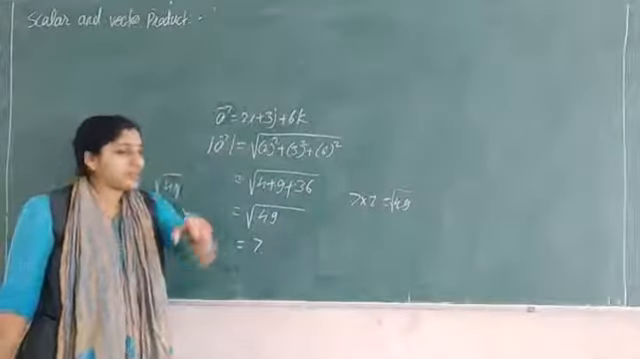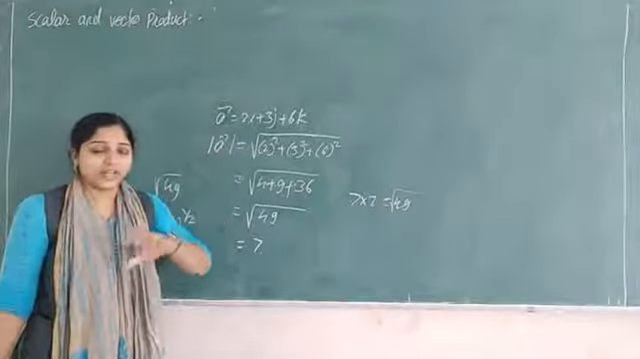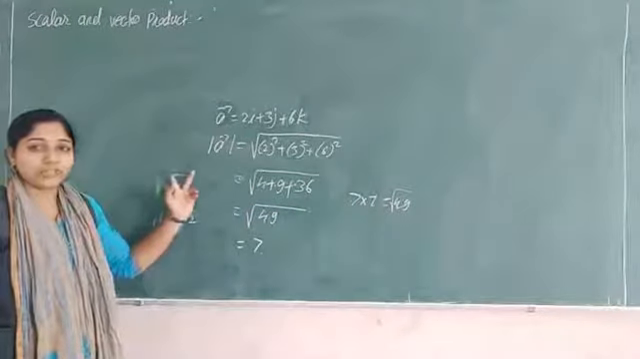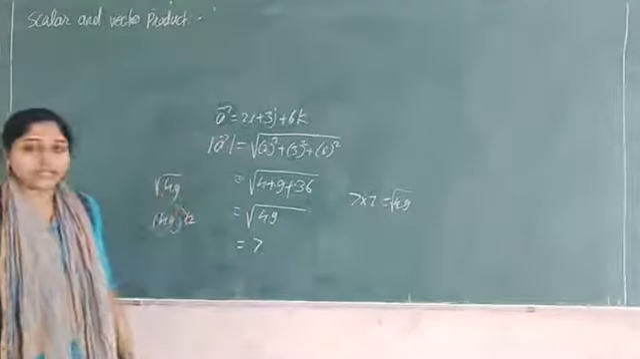In Marathi it is called vargamul. We studied how to find the square root. Square root of 49 is 7.